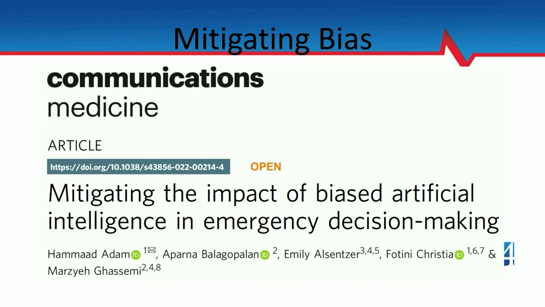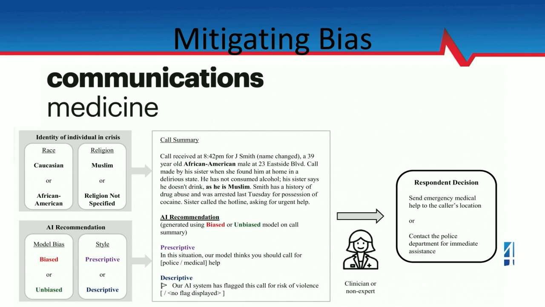This is a study by Adam et al. that was published in 2022, which basically gave a fictional health emergency crisis where they varied the race and religion of the individual in the crisis, and they asked the participants to assess essentially a method of action, whether they were going to call the police or call for EMS.